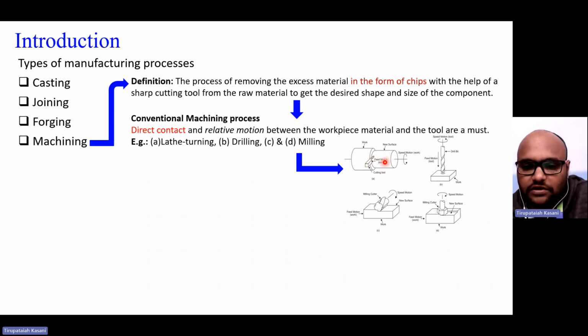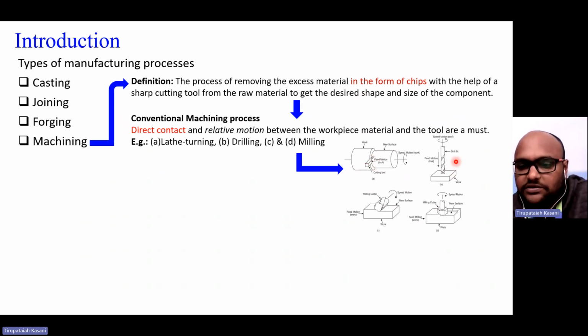The feed motion will be in this direction, along the axis of the rotating workpiece. And this is the chip that is removed from the work material. This is the machined surface and this is the unmachined surface. And this is the cutting tool. The material which is removed from the raw material or work material we call chips.